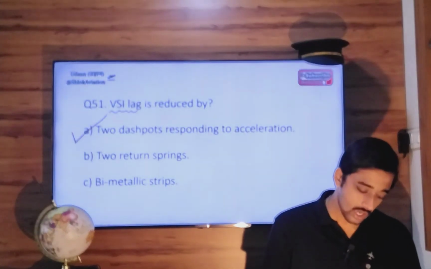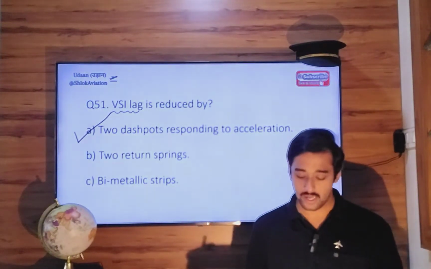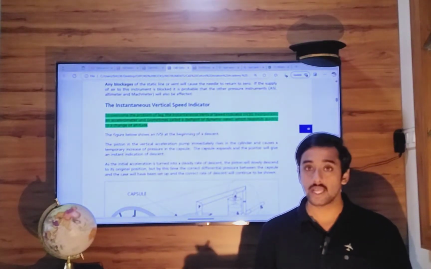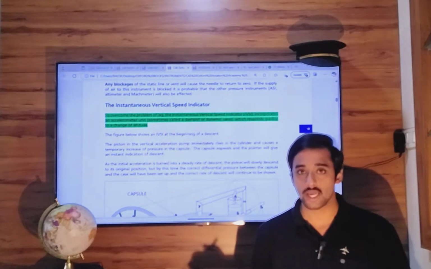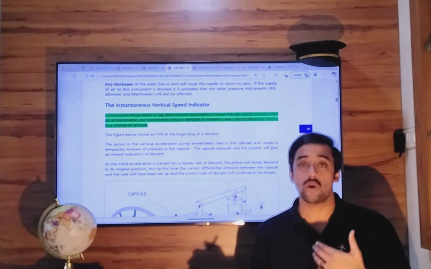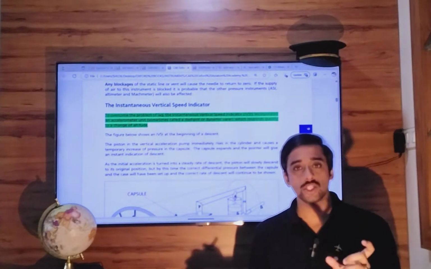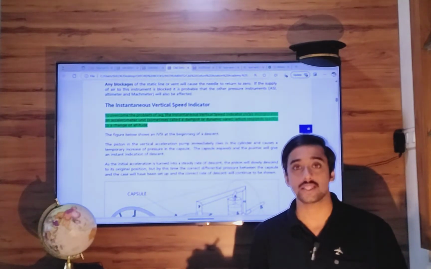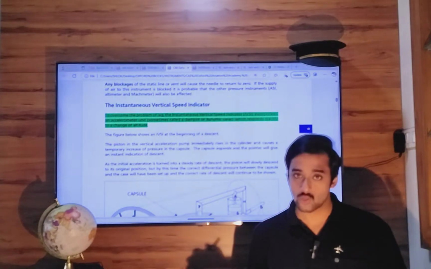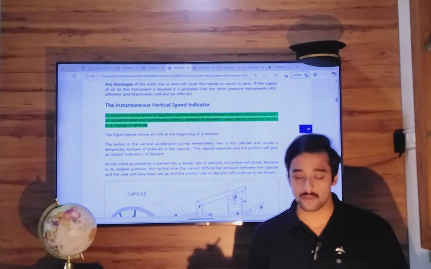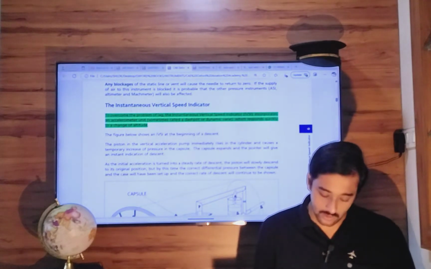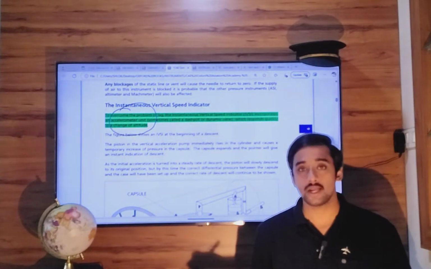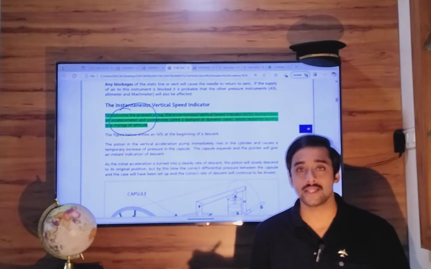So the correct answer is option alpha. VSI lag is reduced by accelerometer. Okay, so it's on the last page, the instantaneous vertical speed indicator. Now this instantaneous vertical speed indicator is an advanced version of a normal conventional vertical speed indicator. A normal conventional vertical speed indicator will suffer from VSI lag error, but the instantaneous vertical speed indicator will not suffer from that because it uses an accelerometer unit in it, which eliminates this VSI lag error or at least curtails that error.